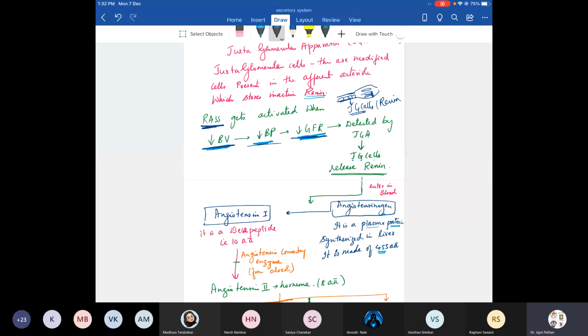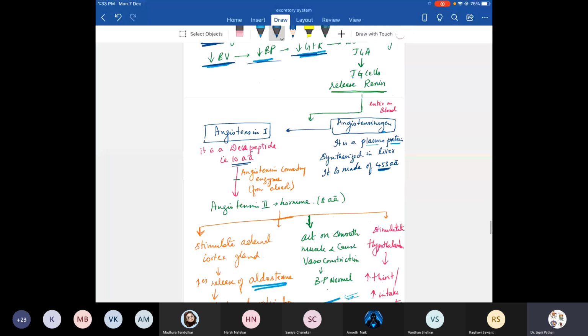Angiotensinogen, which is formed in the liver, gets converted into angiotensin 1. This angiotensinogen is a plasma protein synthesized in the liver and it is made up of 453 amino acids. Important question: angiotensinogen gets converted, in the presence of renin, to angiotensin 1, which is 10 amino acids, that is a decapeptide. This angiotensin 1 converts into angiotensin 2 hormone, which is 8 amino acids, in the presence of angiotensin converting enzyme from the alveoli. Clear?